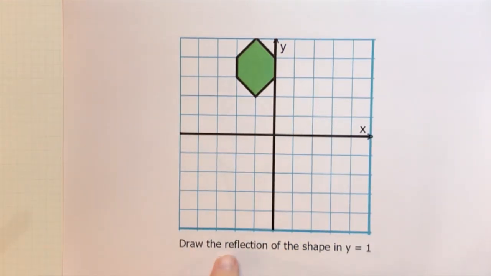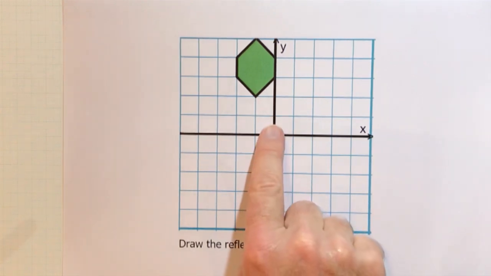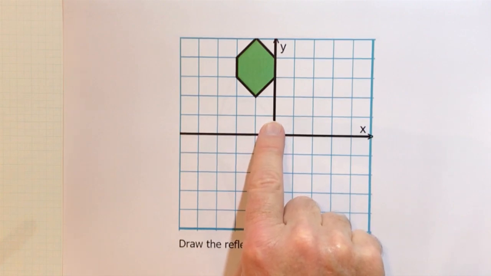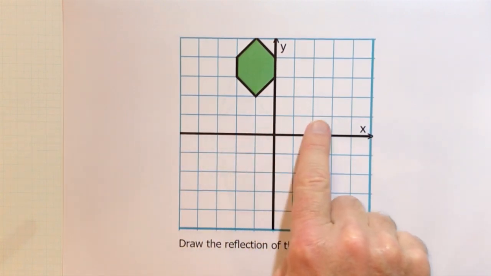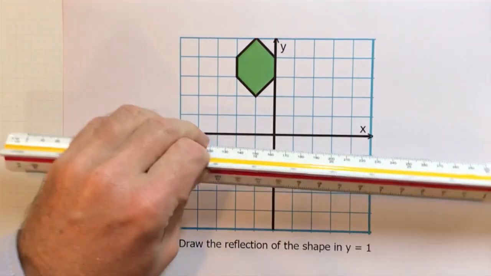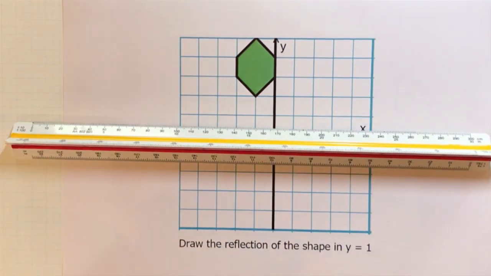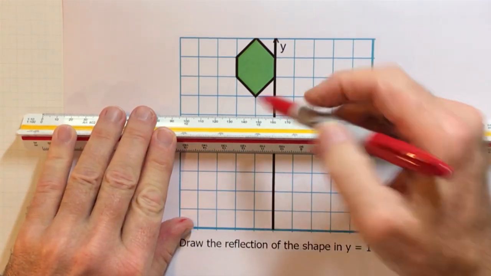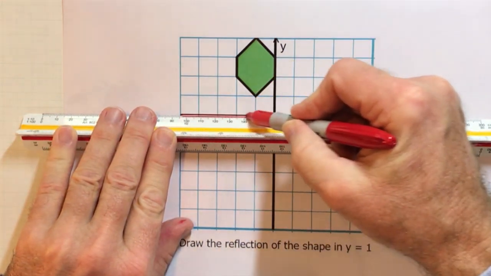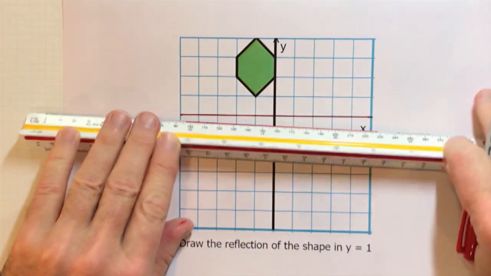Now this shape is going to be reflected in the line y equals 1. That means the line that goes through all the coordinates that have a y value of 1. Well, y is 1 on the y-axis here, so all of these points have got a y value of 1. So what I'm going to do is take a ruler and I'm going to draw the mirror line through y equals 1, like that.